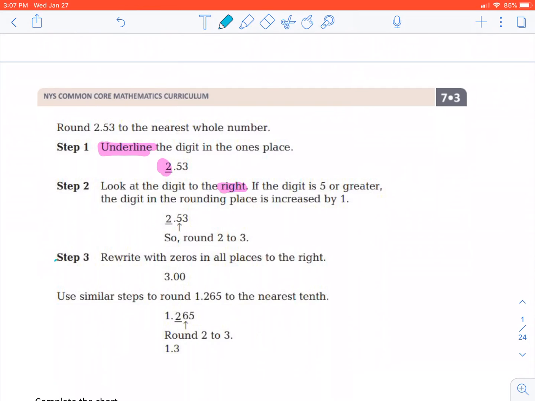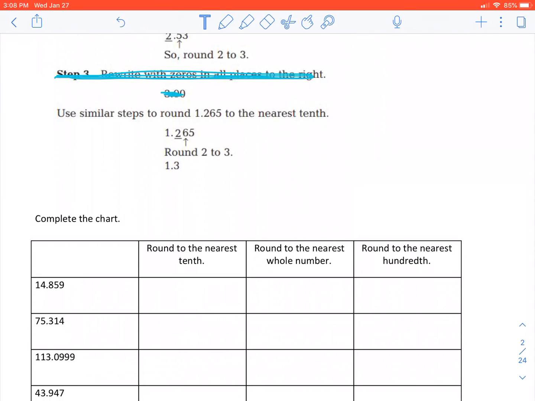Now, this step 3, it says rewrite with zeros. I actually don't want you to do that. You can cross that off, because if you add those, you're not actually rounding to the nearest whole number. You'd be rounding to a different place value. All right, so similarly, it says 1.265 to the nearest tenth, so they underline the tenths place value, which would be the 2. They look at the number to the right, 5 or above, give it a shove, so that 2 becomes a 3.